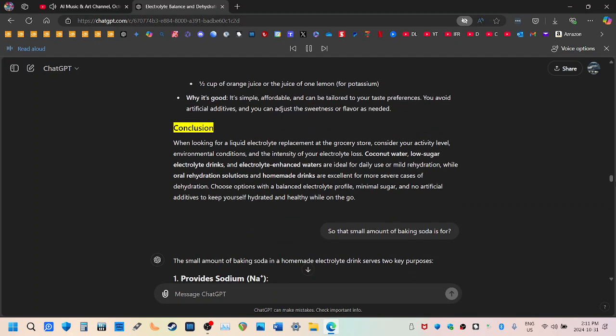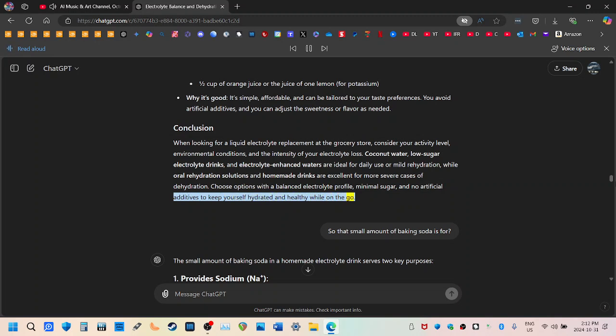Conclusion: When looking for a liquid electrolyte replacement at the grocery store, consider your activity level, environmental conditions, and the intensity of your electrolyte loss. Coconut water, low-sugar electrolyte drinks, and electrolyte-enhanced waters are ideal for daily use or mild rehydration, while oral rehydration solutions and homemade drinks are excellent for more severe cases of dehydration. Choose options with a balanced electrolyte profile, minimal sugar, and no artificial additives to keep yourself hydrated and healthy while on the go.